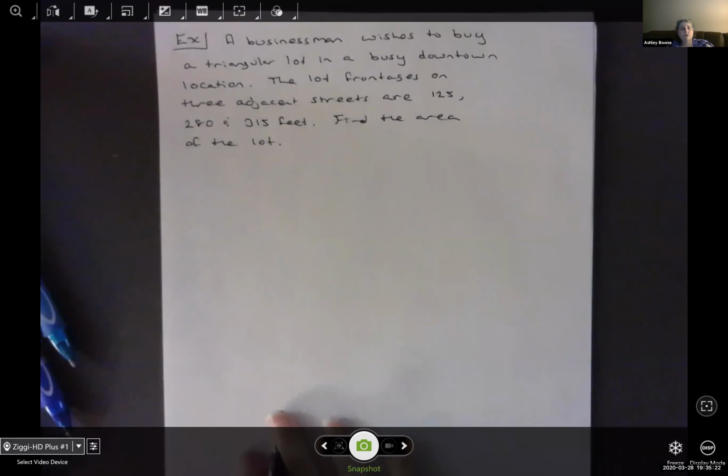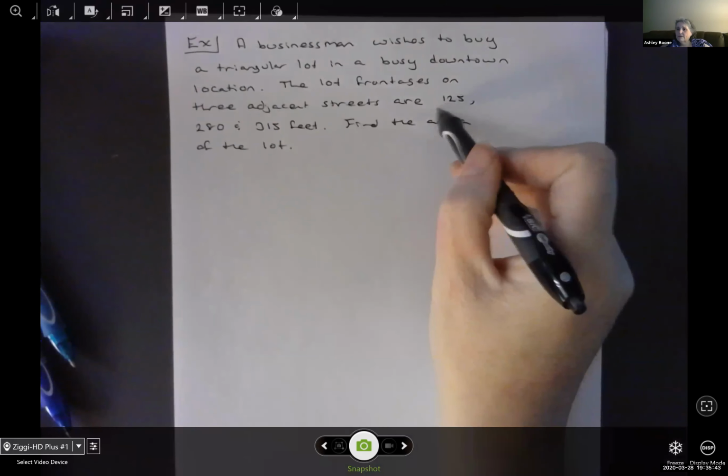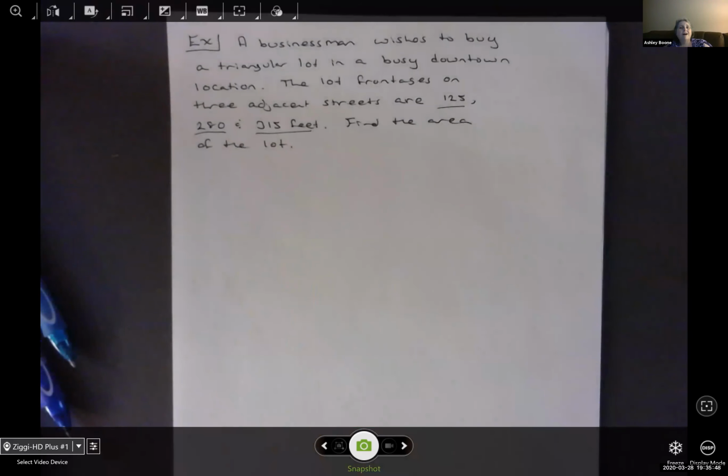A businessman wishes to buy a triangular lot in a busy downtown location. A triangular lot is kind of rare, but it can happen. The lot has frontages on 3 adjacent streets, so it's enclosed by 3 streets, with lengths of 125 feet, 280 feet, and 315 feet. Find the area of the lot he's going to purchase.